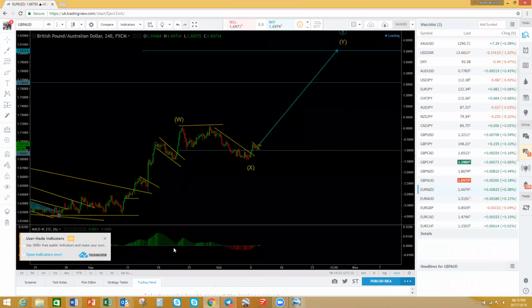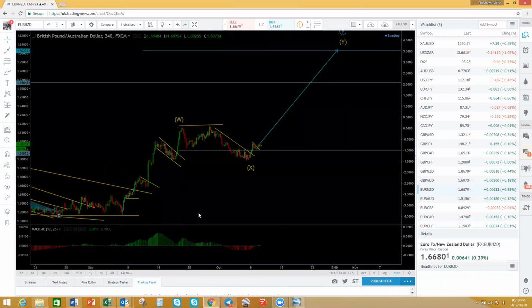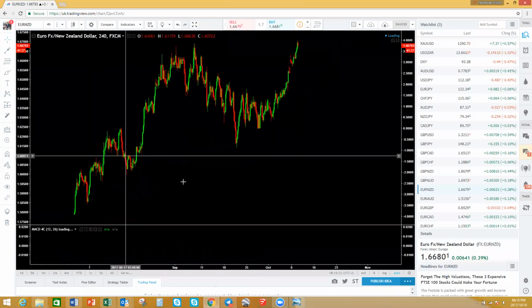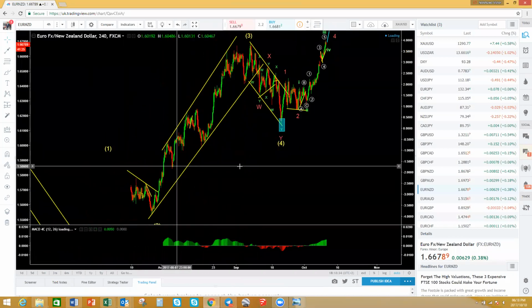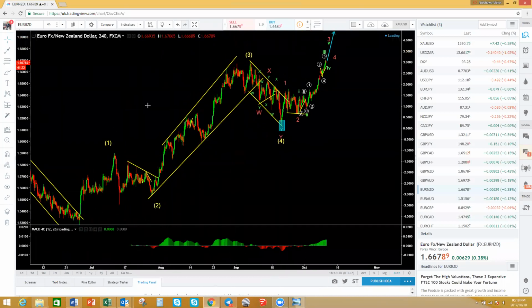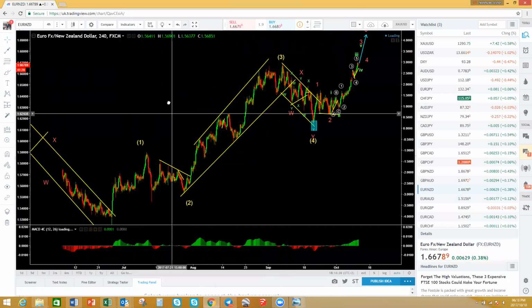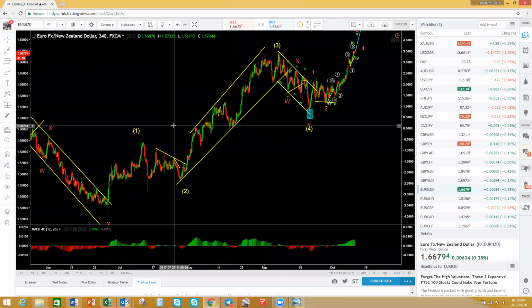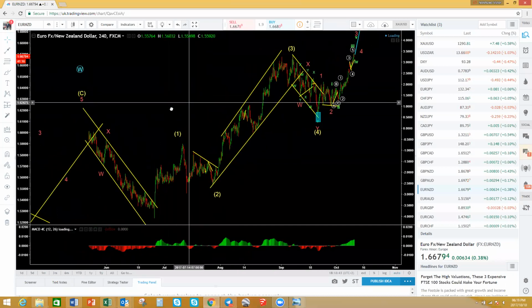Euro New Zealand, my favorite pair. We're making so much money with this one. I've posted it so many times. But remember, when I post these setups, I do not post them with the entry strategy, and the rules that confirm that you need to take the trade. That's why I just give you the direction, and you use your own strategy to enter.